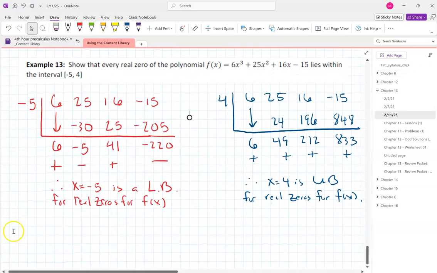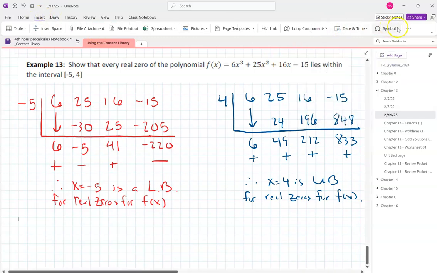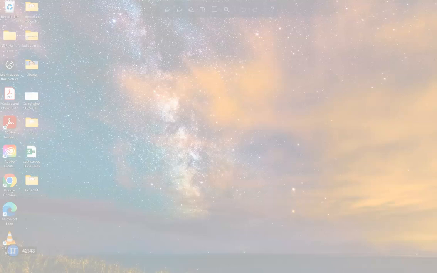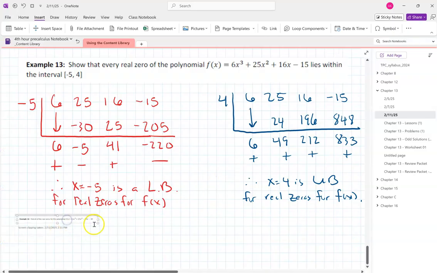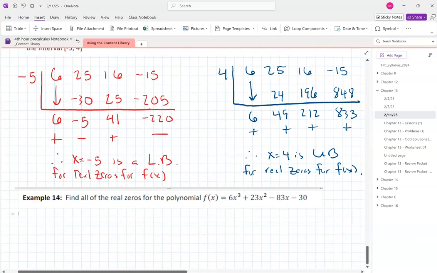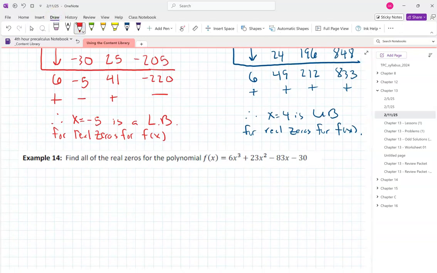Okay. So let's kind of put this together and we'll show you the way we'd really want to approach this. So let's say we wanted to find all the real zeros for the polynomial 6x cubed plus 23x squared minus 83x minus 30.